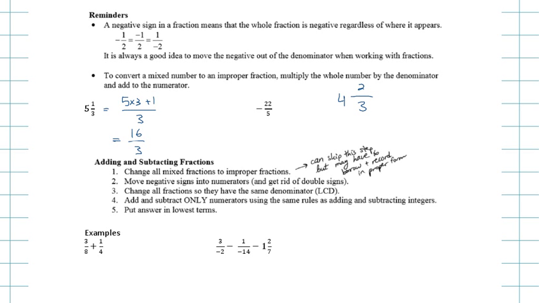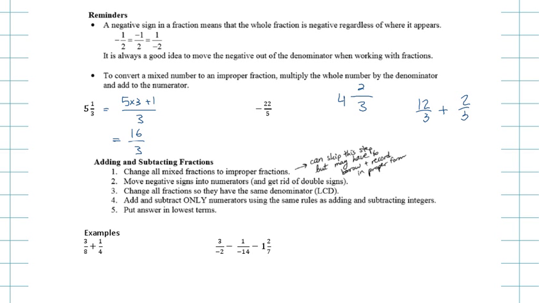Because basically this is what this is. So this, you're adding the top, right? So you have to change that 4 into something over 3. So it'll be 12 over 3 and then plus 2, right? Which gives you 14. So this is the same as doing adding fractions, basically, right? So you guys got 14 over 3?